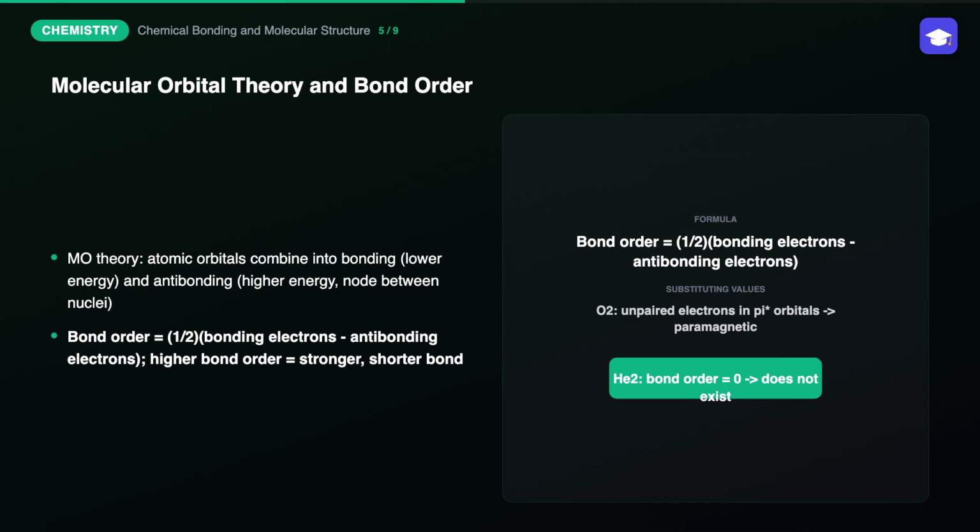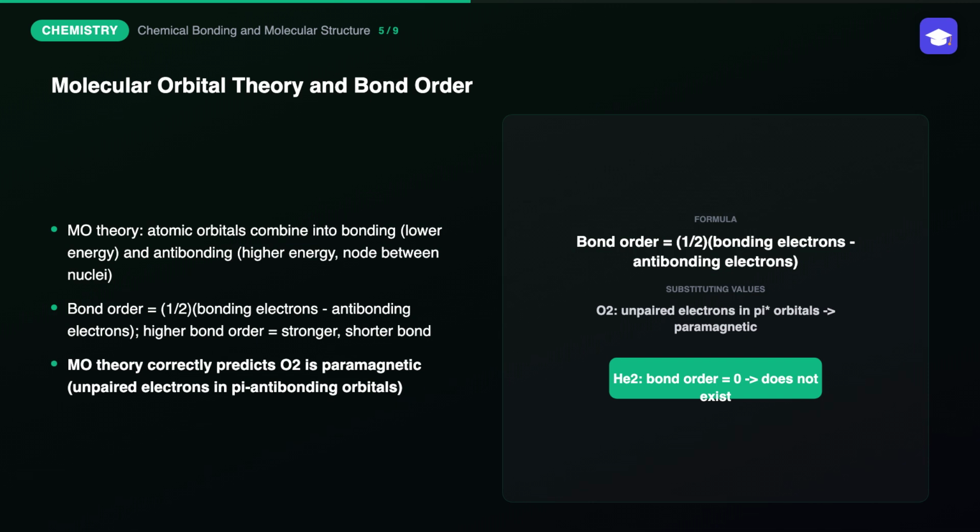Bond order is calculated as 1/2 times the quantity: number of electrons in bonding orbitals minus number of electrons in antibonding orbitals, and it directly, quantitatively predicts both bond strength and bond length. Higher bond order means a stronger, shorter bond.